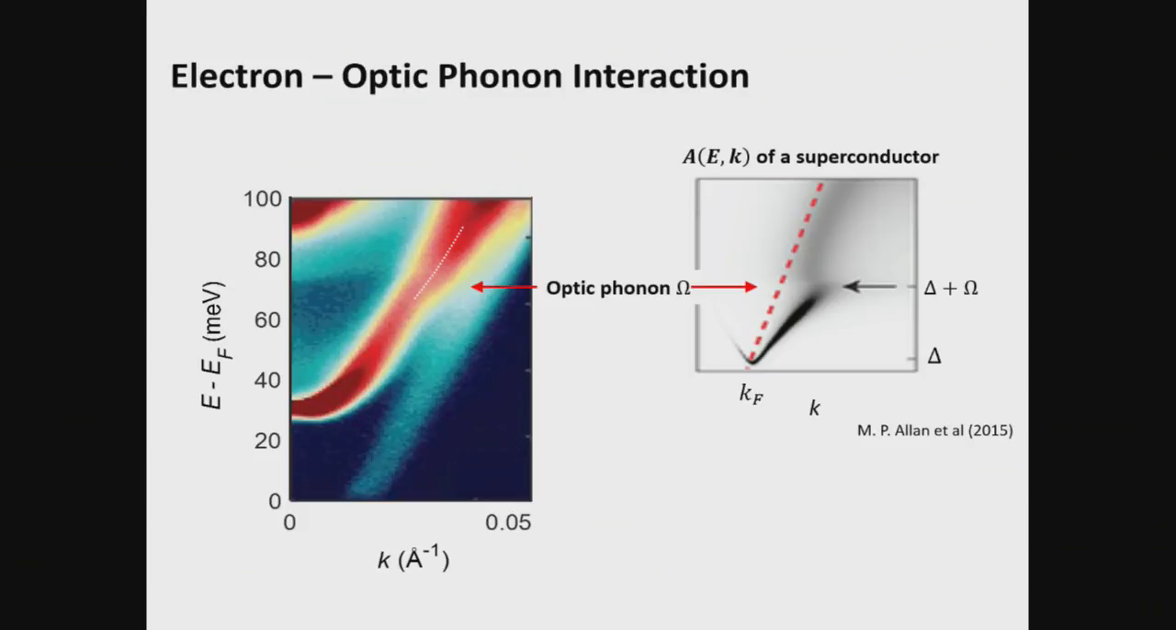Oh no, there is actually another electron-optic phonon interaction that I didn't describe, at the phonon energy above the Fermi energy. That's why the bottom of the subband is actually flattened. So in some sense, this is the kink of the dispersion at the bottom of the band.